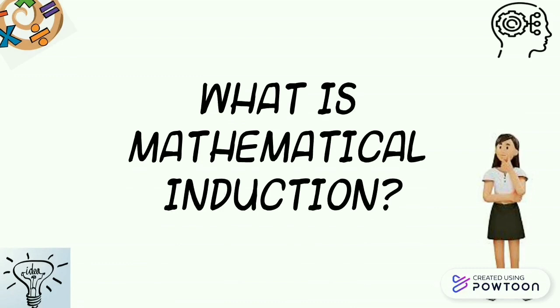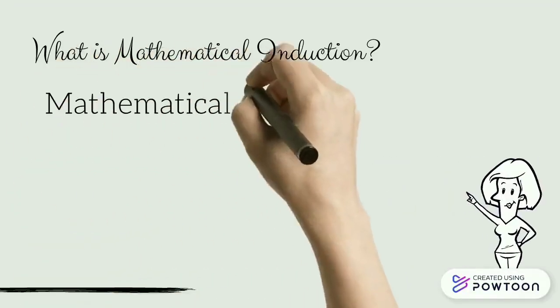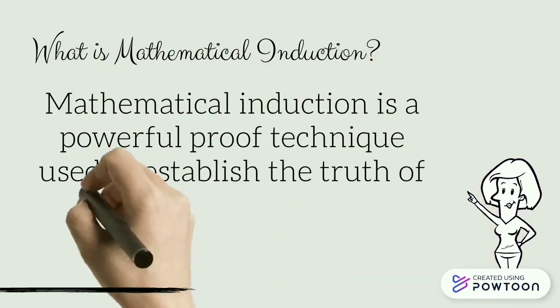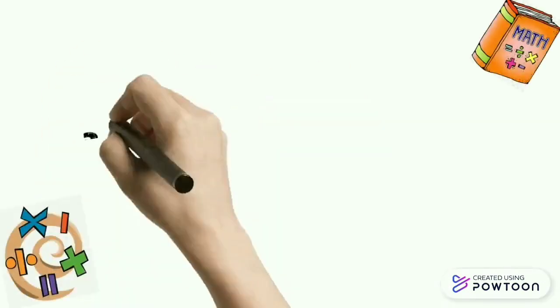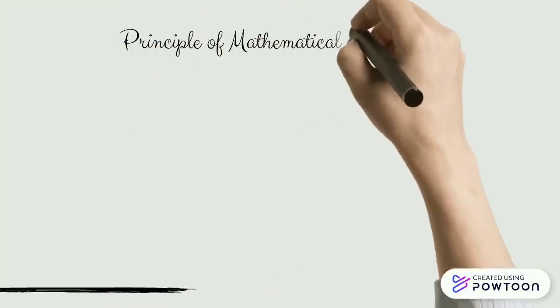What is mathematical induction? Mathematical induction is a powerful proof technique used to establish the truth of an infinite number of mathematical statements. For example, 3 + 7 + 11 + ... + (4n - 1) = n(2n + 1). The principle of mathematical induction has 3 steps.